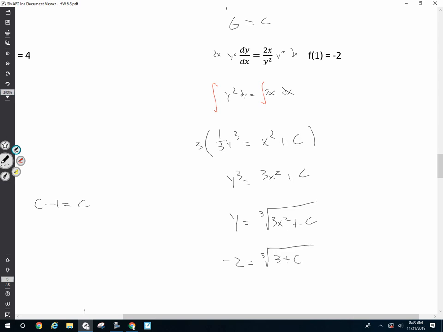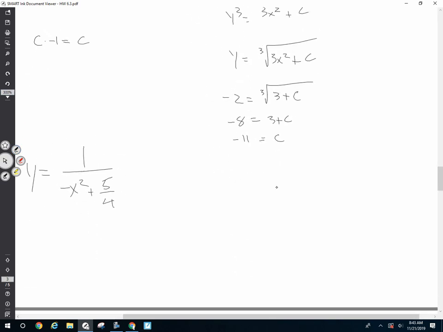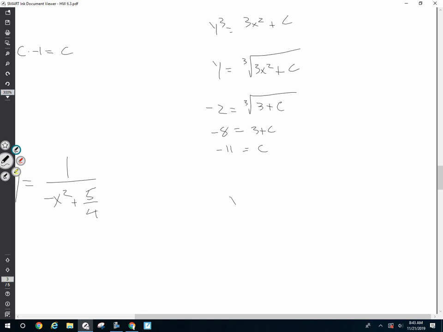Don't have to worry about it here. You get 3 plus c here when I plug in 1. I'll cube both sides. I get -8 equals 3 plus c. Subtract 3, I'll get c is equal to -11. And then I have my solution. Y equals the cube root of 3x squared minus 11.